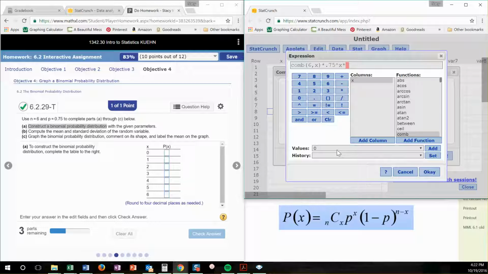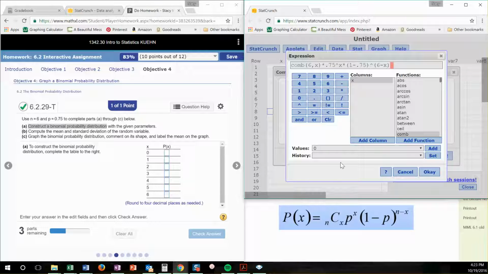So I'm going to put times, and I'm going to put a parenthesis, 1 minus my p-value from the problem, which was 0.75. Close the parentheses, and I'm going to raise this part to this exponent here. So again, I click the caret right there. But because I have two things going on in the exponent position, I'm going to surround them by parentheses. n comes from my problem, which was 6, minus the x, which comes from my StatCrunch column that we've called x, so I add that column. Close my parentheses, and this whole expression up here represents the formula that you see down here for the binomial probability distribution.